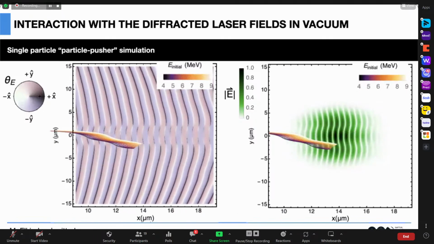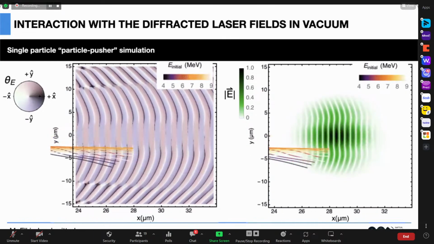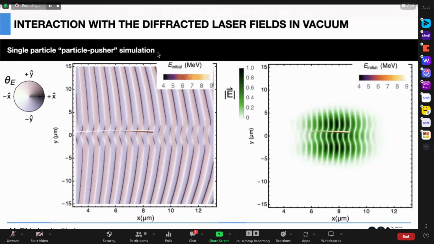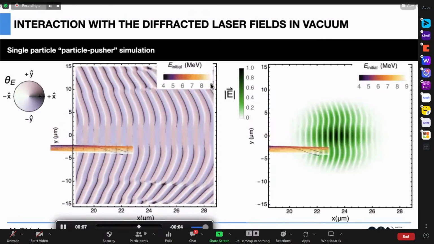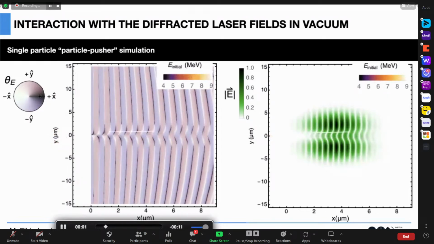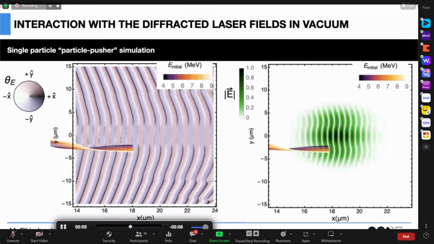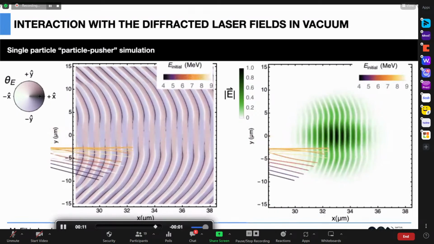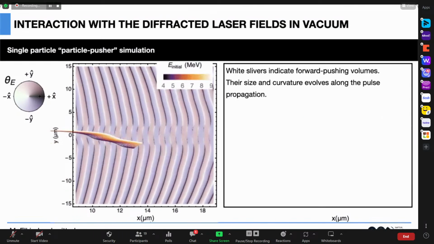What you would see overlaid on these fields are electrons, which were injected into this simulation. The color indicates their initial energy, between 4 MeV in black and 9 MeV in white. And you see immediately that the trajectories are interesting. Now we want to figure out what happened to them during this propagation of one Rayleigh range.